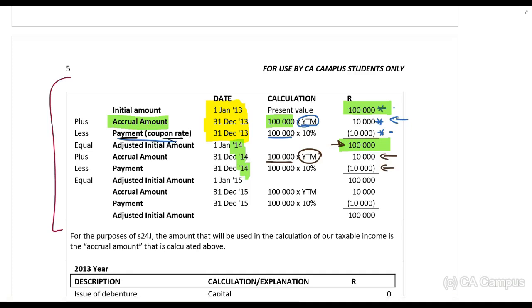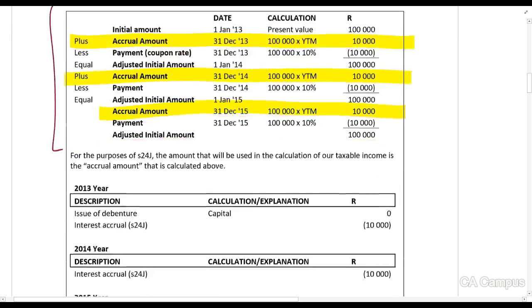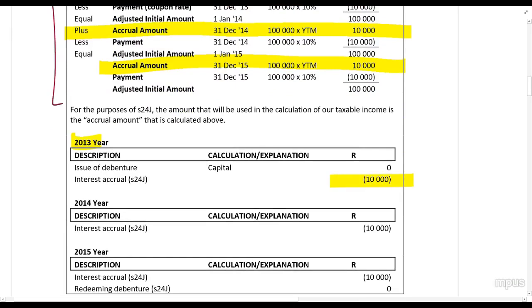Okay, and so forth. So what is the amount that we then use for tax? Let me ask you this. What is the cash flow each year? The cash flow is the actual payment. Right? That is not the amount that we use for tax. For tax, we use the accrual amount each year. So, 2013, 10,000. 2014, 10,000. 2015, 10,000.